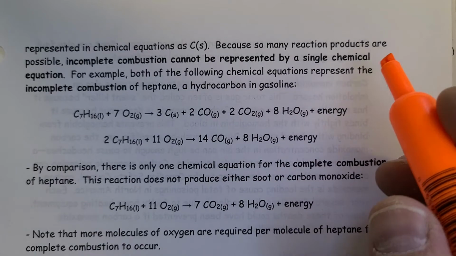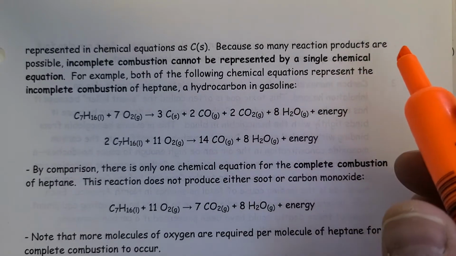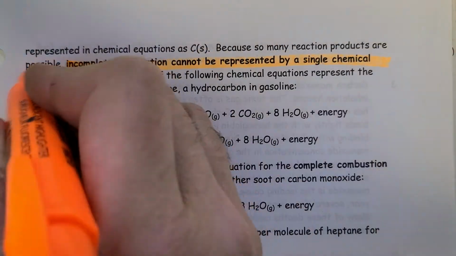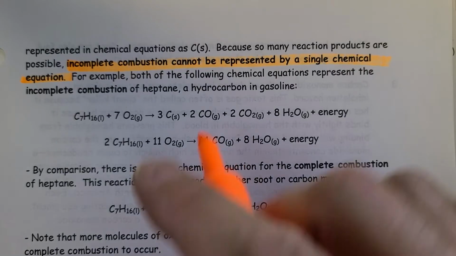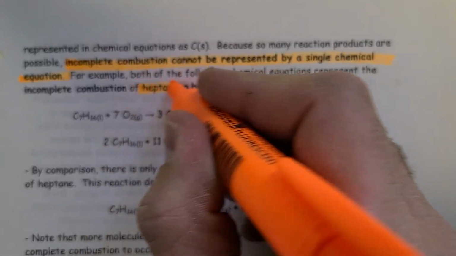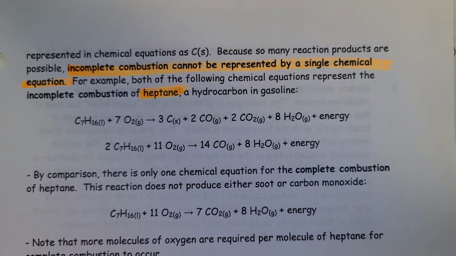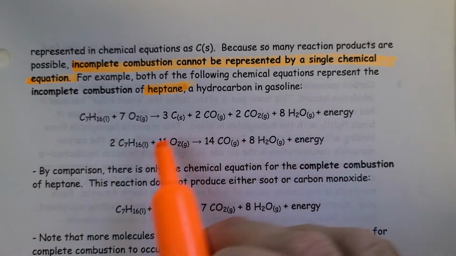Because so many reaction products are possible, it's difficult to represent incomplete combustion by a single equation like we can with complete. So for example, if we look at heptane, these are both incomplete combustions, and look at, there's two different versions here.